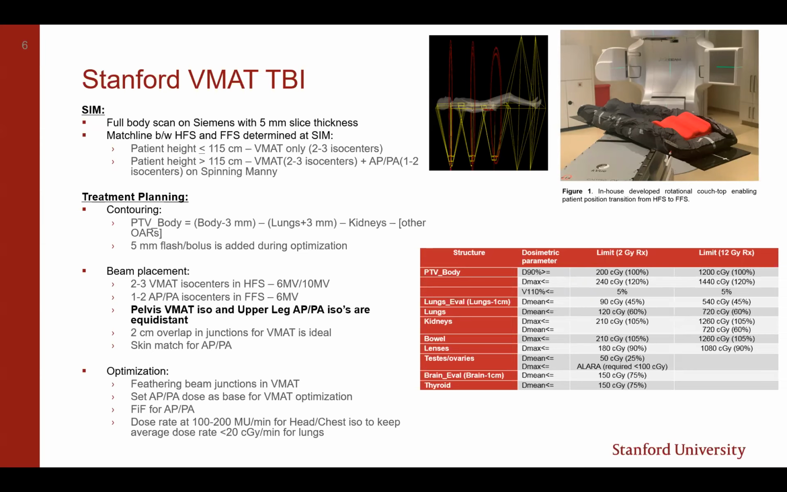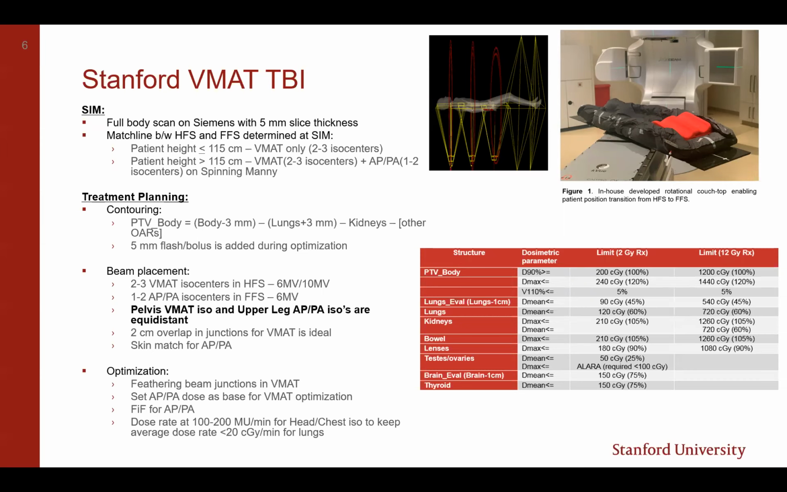The idea being that we can treat the isocenter that's superior to that pivot point, then just rotate the patient, and it will be at the correct spot. So it kind of makes our lives a little bit easier and less prone to error. Ideally, we shoot for 2 centimeters overlap between adjacent VMAT isocenters, but we definitely require 1 centimeter. And for APPA, we match on the skin for the beams. During optimization, we feather the beam junctions, which is done very easily in Eclipse using the auto feathering function.